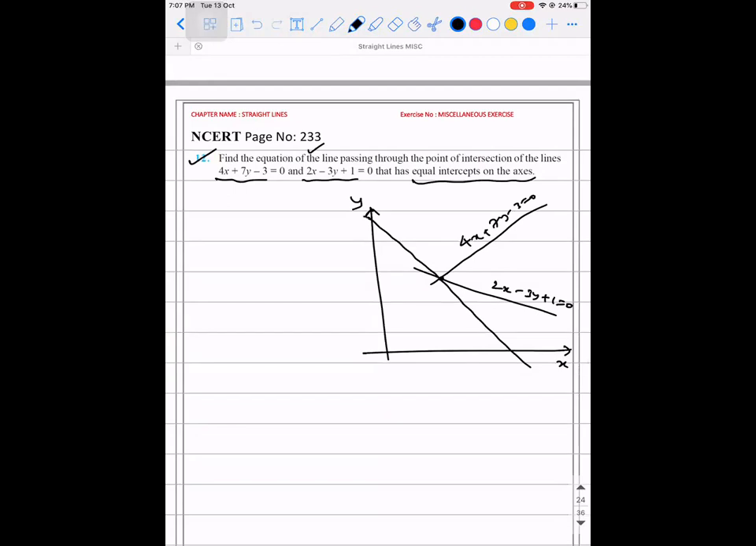And the next important point is the line which is passing through the intersection of these two is making equal intercepts on the axis. So this is a comma 0, then this will be 0 comma a. That is, if this distance is a, this distance is also a. So I want you to find out and tell me what is the point of intersection.